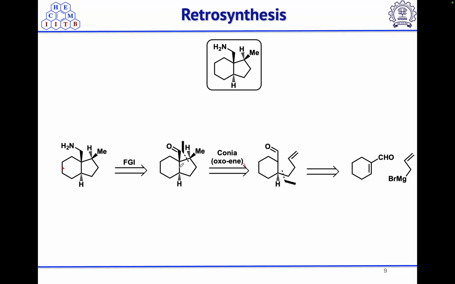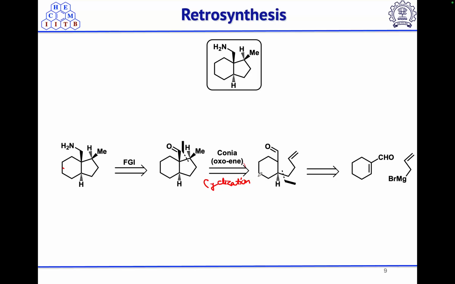Now, how can we get this aldehyde intermediate? This C-C disconnection approach leads to this compound. What is this reaction? This is a cyclization reaction. If you see, one ring is formed. This is called the Conia-ene cyclization reaction.